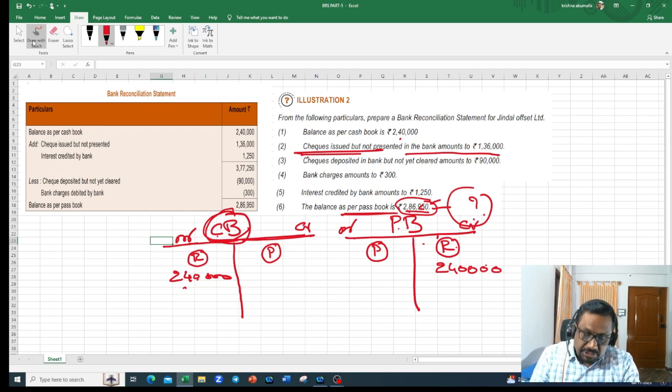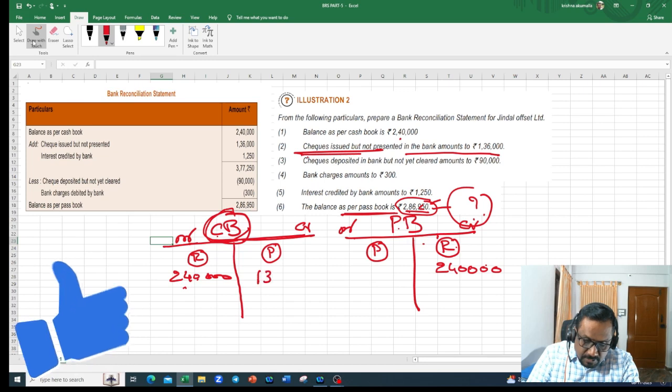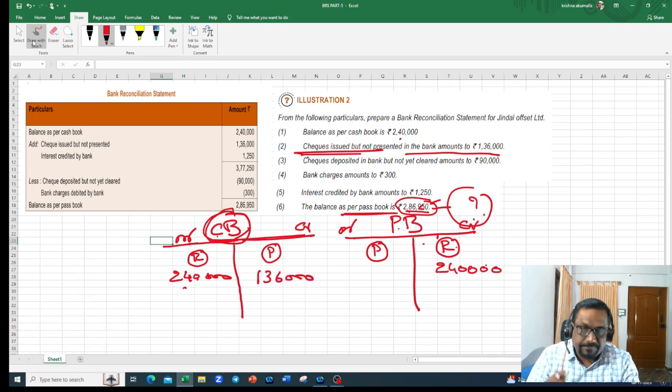Now, checks issued 1,36,000. Business issued 1,36,000 worth of checks to the suppliers. That is nothing but a payment. So I need to record this 1,36,000 on the payment side. As soon as checks are issued, I will simply write that on the payment side. Very simple, yeah. Is there any rocket science in this? 1,36,000 I have recorded.